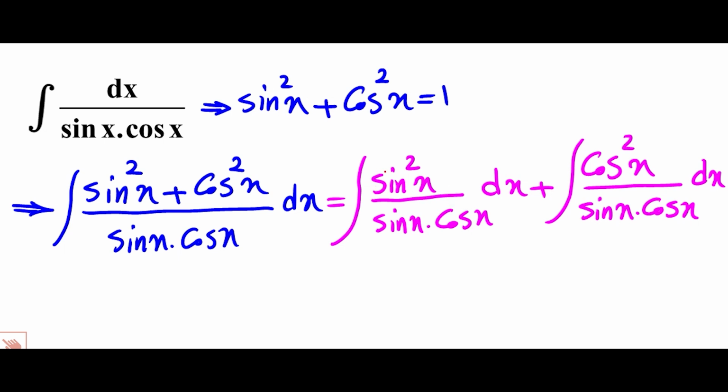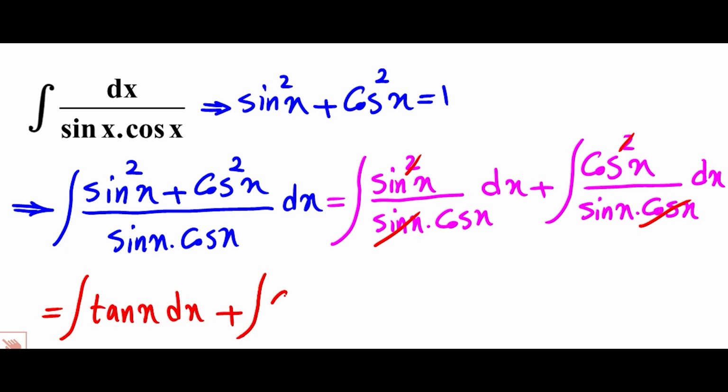In the first part, one sine of x cancels out, leaving us with sine of x over cosine of x, which equals tangent of x. And in the next part, one cosine of x cancels out, leaving us with cosine of x over sine of x, which is cotangent of x. So the integral becomes the integral of tangent of x dx plus the integral of cotangent of x dx.